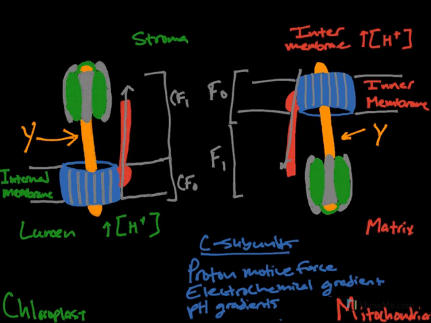Since the rotation of these C subunits rotates the gamma stalk, which will rotate the F1 particle and cause conformational changes, this whole scheme of catalyzing ATP by rotations is called rotational catalysis.